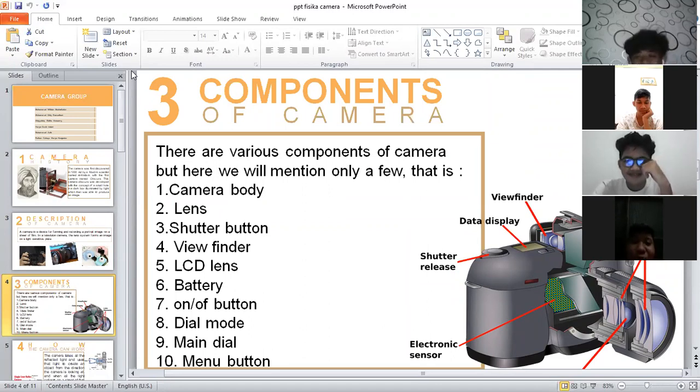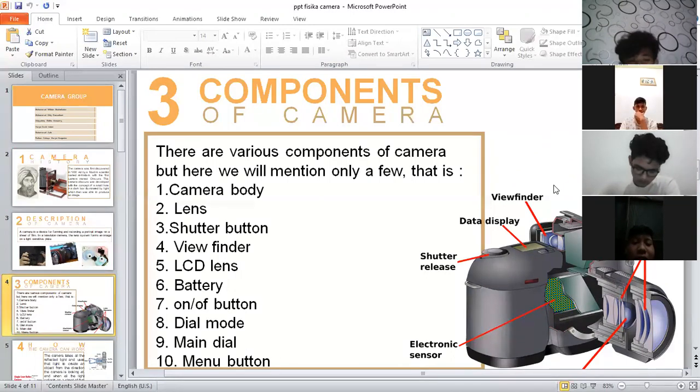Number 3, components of camera. There are various components of camera, but here we will mention only a few. That is camera body, lens, shutter button, viewfinder, LCD lens, battery, on or off button, dial mode, main dial, menu button.